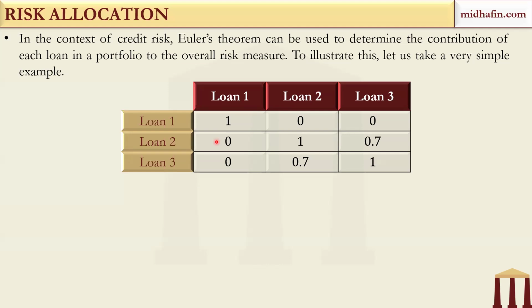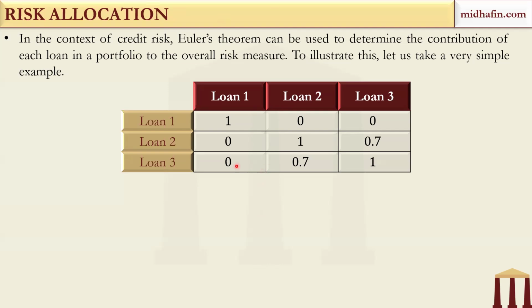Correlation or covariance, let me check. I think it's the correlation only. Yeah. 0.7 should be correlation only. I'm not wrong. Yeah, should be correlation only.